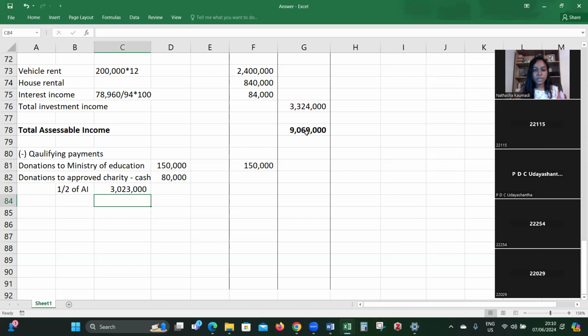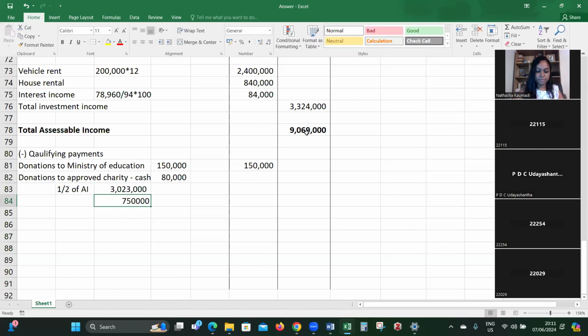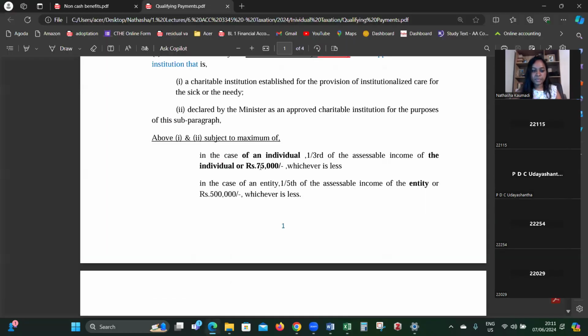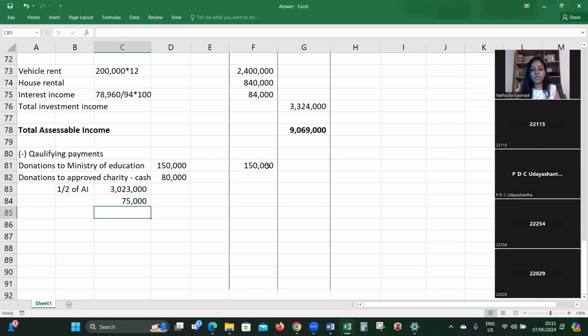And what is the lower level? Direct 75,000. Whichever is lower. So 75,000, not 750. Now what is the lower value? 75,000. This is the lower value. So you can claim only 75,000. Doesn't matter if your actual donation is 80,000, 90,000 or 100,000. Even though your actual donation in cash is 80,000, you can claim only 75,000, whichever is lower.